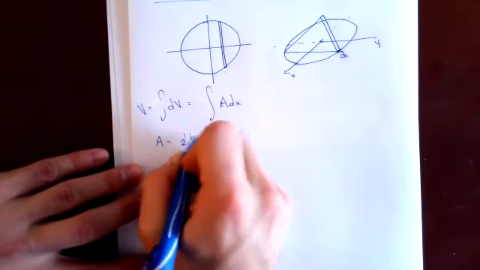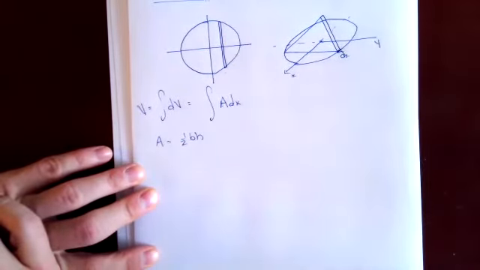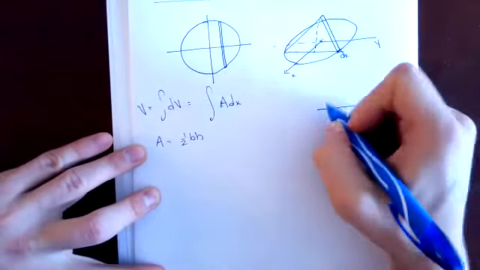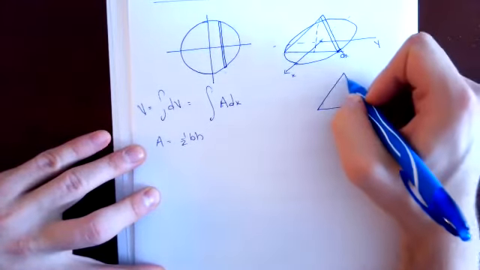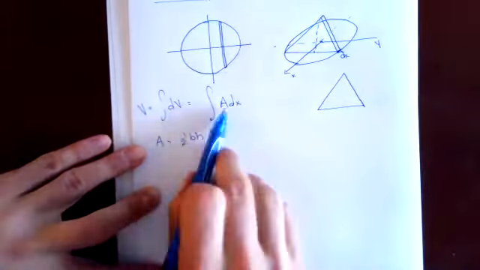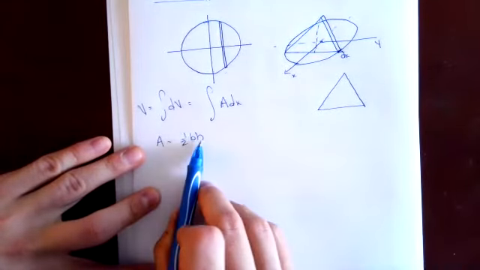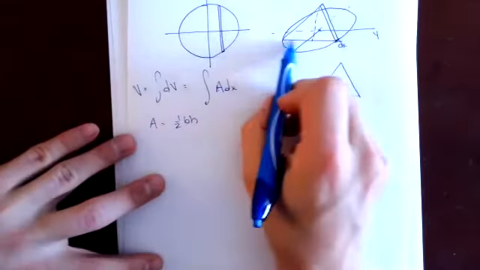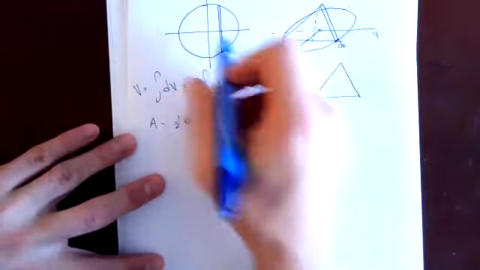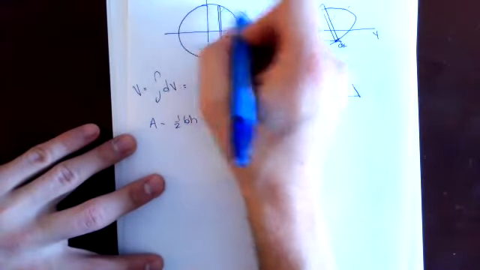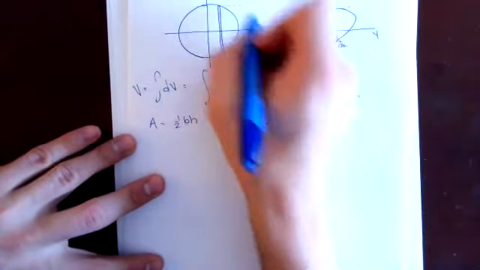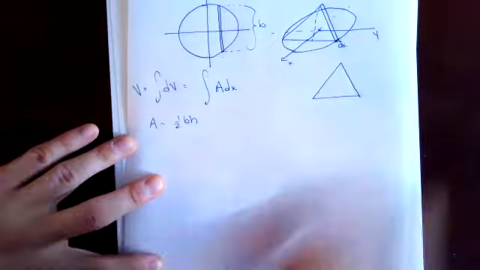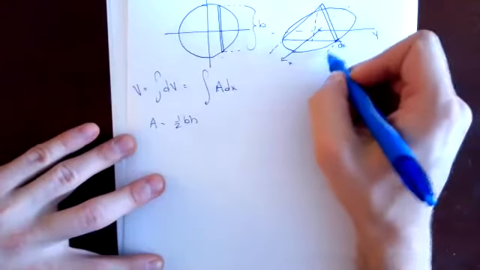It's 1/2 base times height, since our cross sections are triangles. And so this tells us I need to figure out what the base is and what the height is, and I need both of those in terms of x. So this triangle here, we can see that the base is going to be this piece.